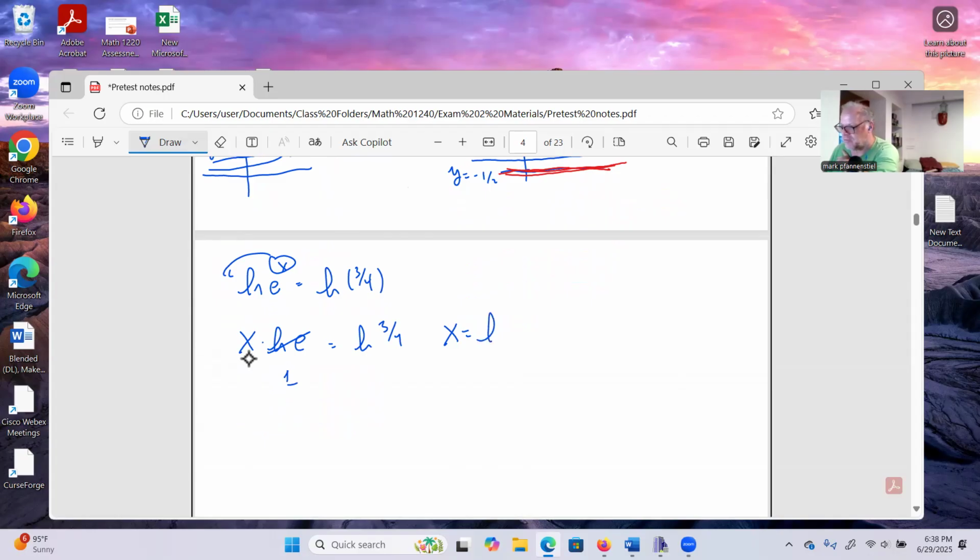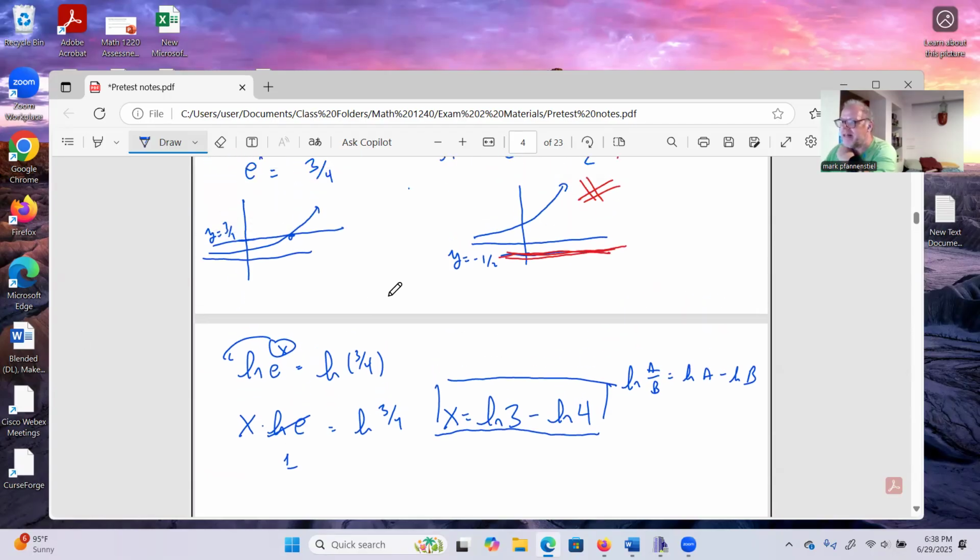And if you want to practice a little bit more with your logarithmic properties, you could say this is equal to the natural log of 3 minus the natural log of 4, using, of course, the natural log of a over b equals the natural log of a minus the natural log of b. That's all I did to make it a little more pleasant to look at, but that is not necessary. So that's how you solve a problem like that.